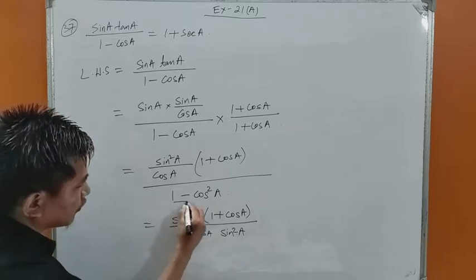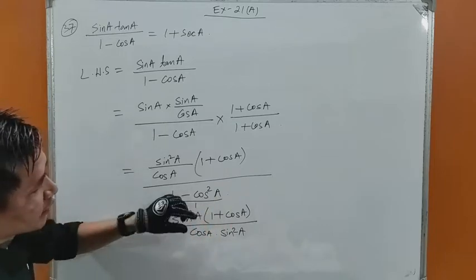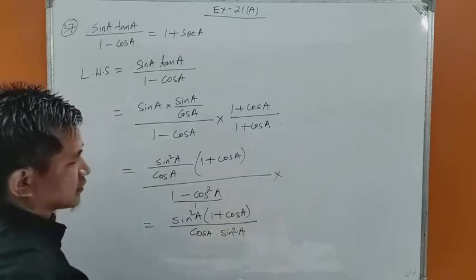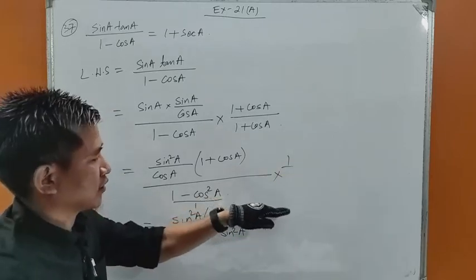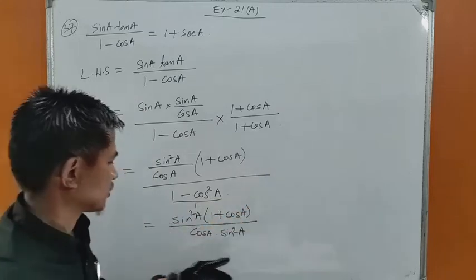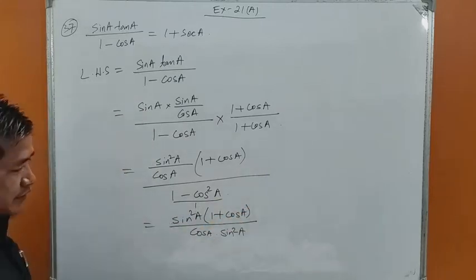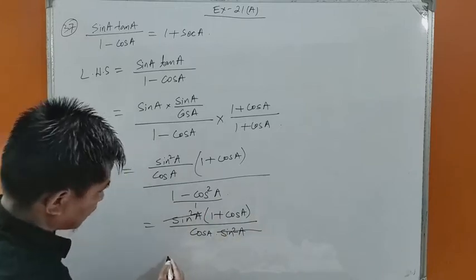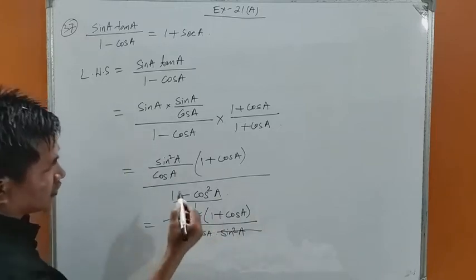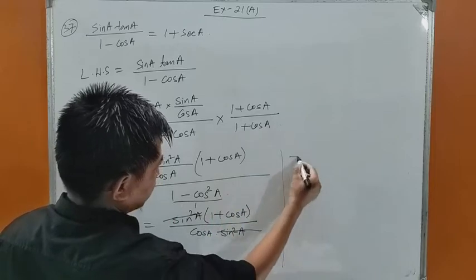Actually below this there is 1, so when we multiply like this, this 1 goes up and this 1 minus cos square A comes in the denominator, isn't it? So this gives us sin square A in the denominator. So this sin square A and sin square A can be cancelled. So we have 1 plus cos A upon cos A.